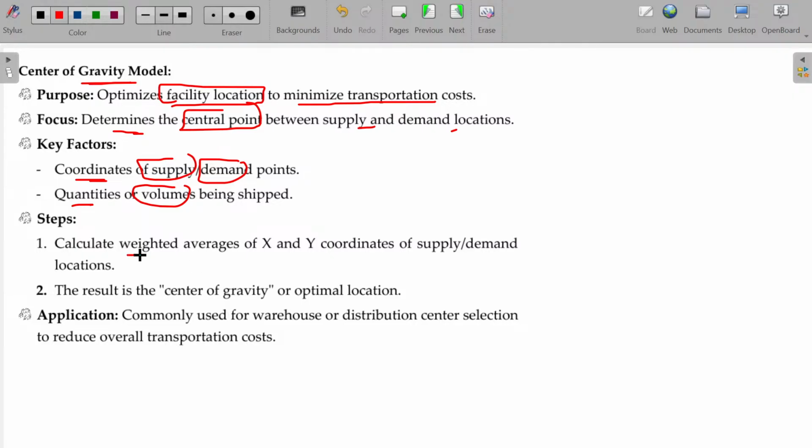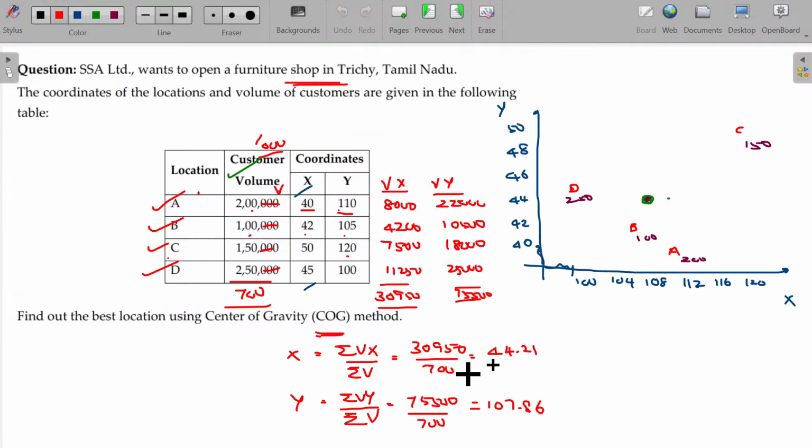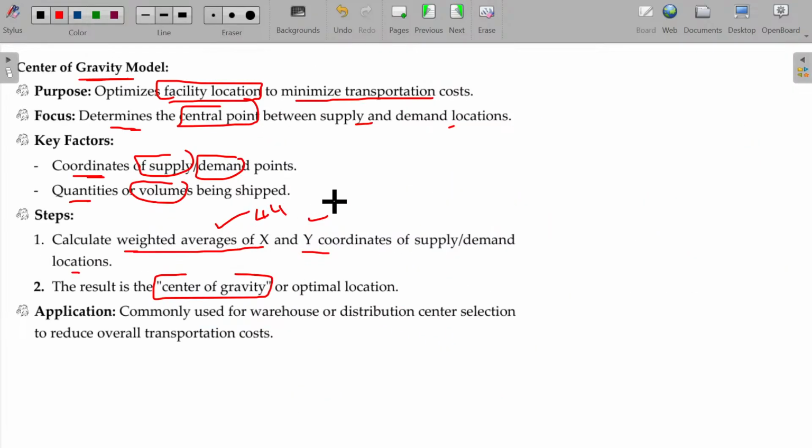Steps: calculate the weighted average of X and Y coordinates, and divide this by locations. The result is the center of gravity. Here we have got the value being 44 and 107. This calculation of the weighted average of X and Y coordinates is nothing but total value divided by volume. That's how we get this value. And these particular coordinates will be the center of gravity. Application: commonly used for warehouse and distribution center selection. So usually this will be used for warehouse construction as well as distribution centers.